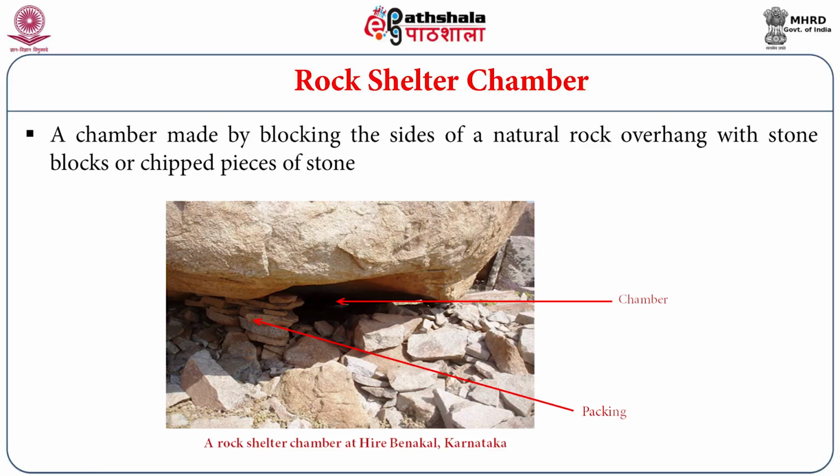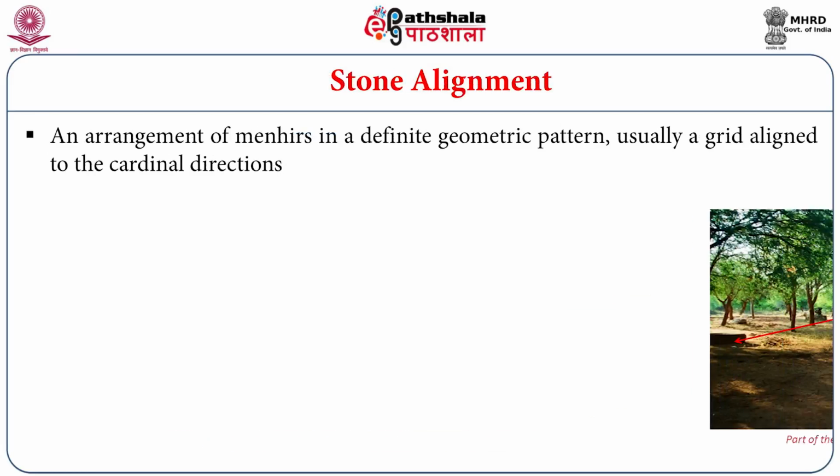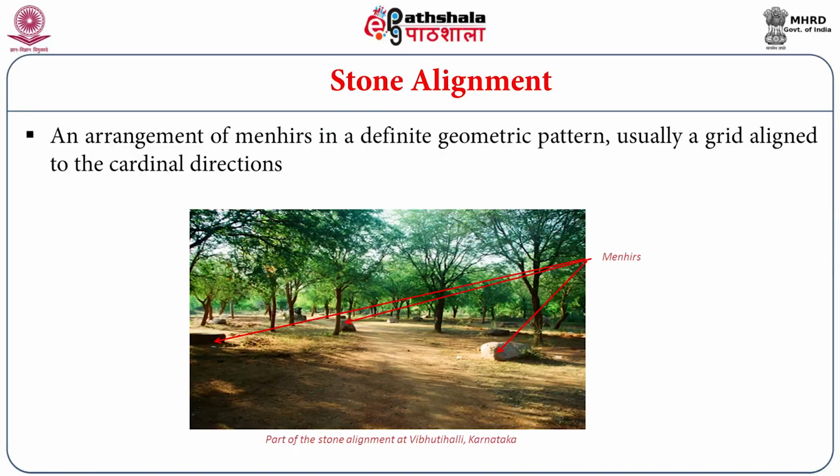This example is from Irregular, Karnataka. Here you have a stone alignment. That means the stones are placed in an alignment in a definite geometrical pattern. So this is also one of the important burial types. However, it is not very commonly found in southern India. They are found at only a few sites. They are very important for understanding the past way of life. This particular example comes from Vibhudihalli in Karnataka.